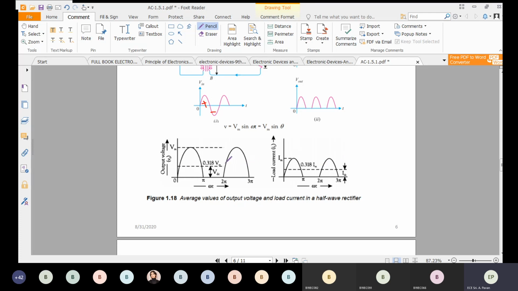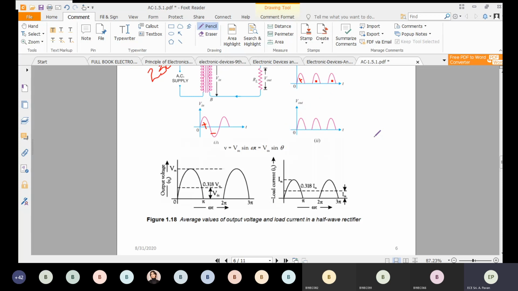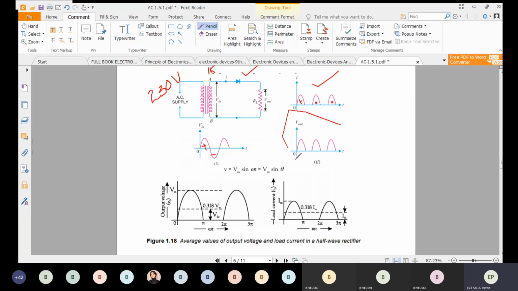So if this is the output, see here, in this entire output we have both AC and DC, right? This is the input. In the input, we have only AC. We don't have DC in this signal. But in this signal, we have both AC and DC. That's why we call this signal a pulsated DC, right?